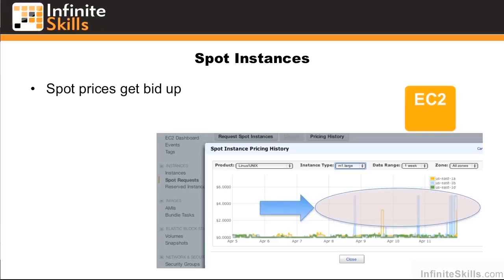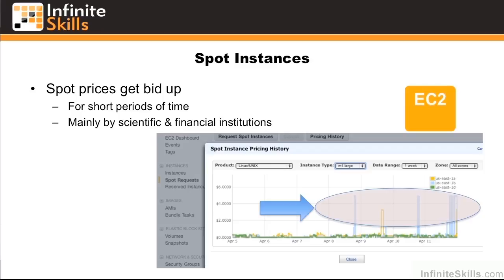Spot prices do get bid up. We see here that there are several large spikes. Some of these spikes can get very, very large, but they happen mainly for short periods of time. Spot price is mainly bid up by scientific and financial institutions who may have a big data analysis that they want to run, and they're willing to pay any price for any instance in that particular AZ.